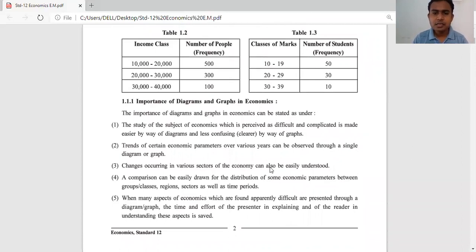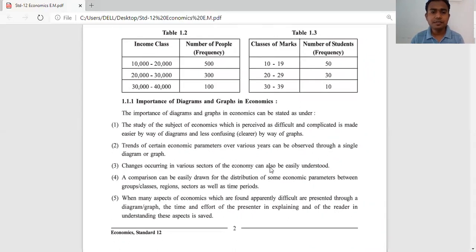Now we have to understand what is the importance of graphs and diagrams in economics. Graphs and diagrams we are basically drawing in statistics. But why do we have to study this chapter in economics? That is very important to understand.